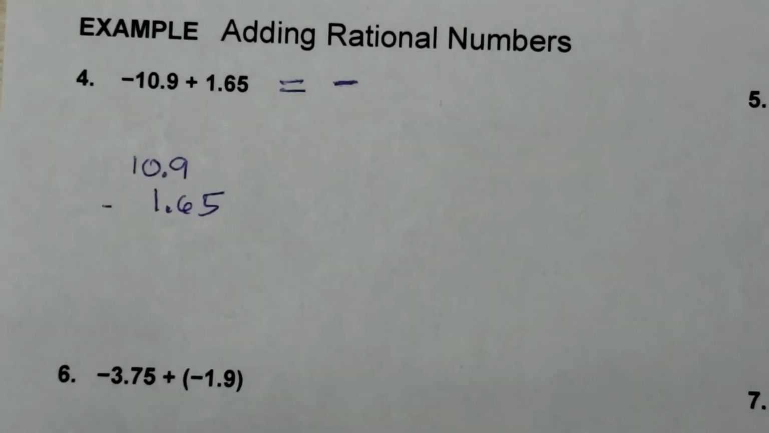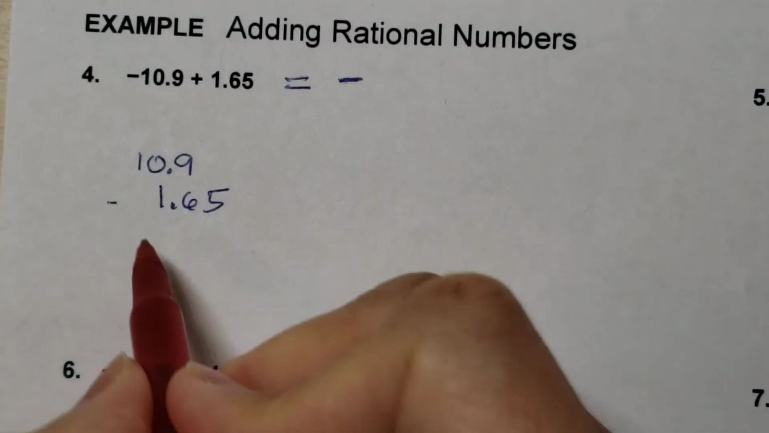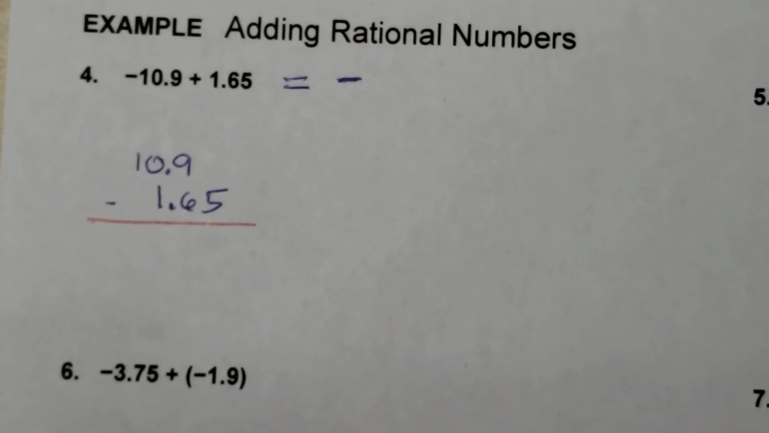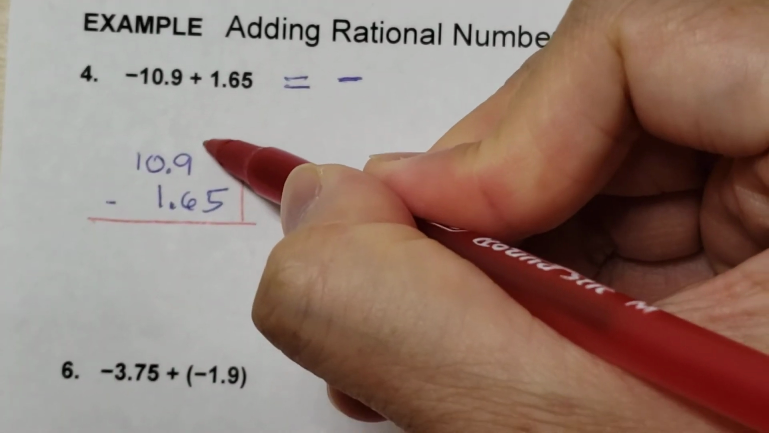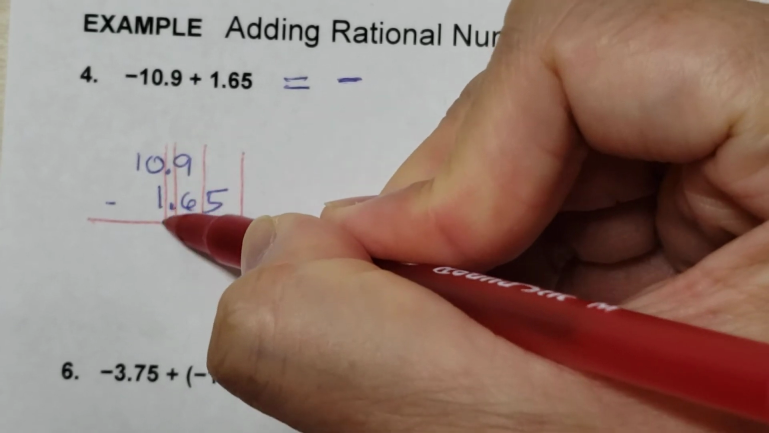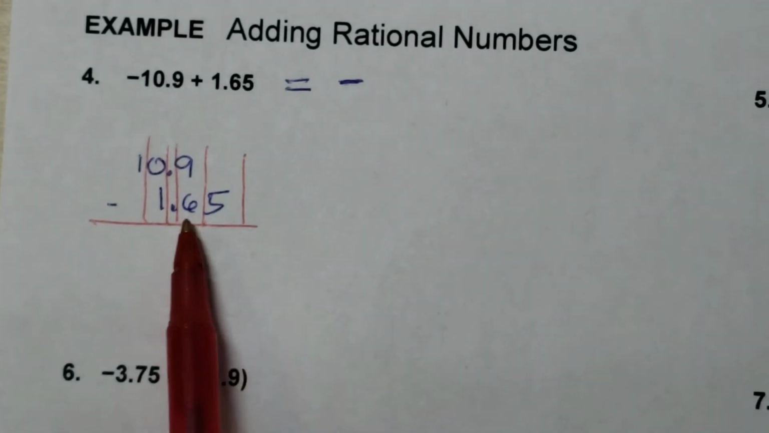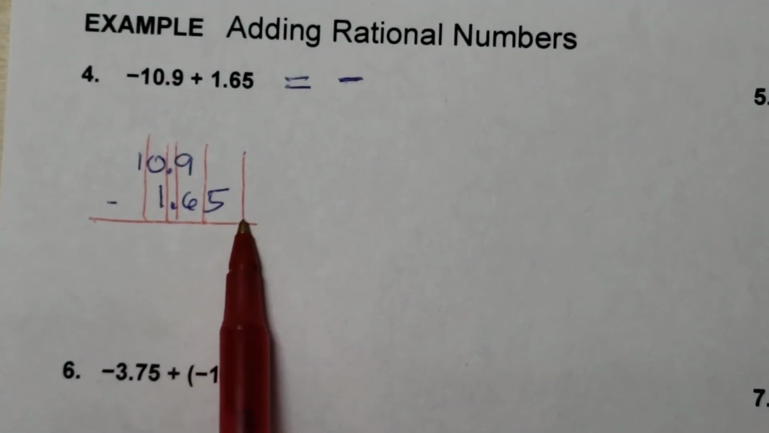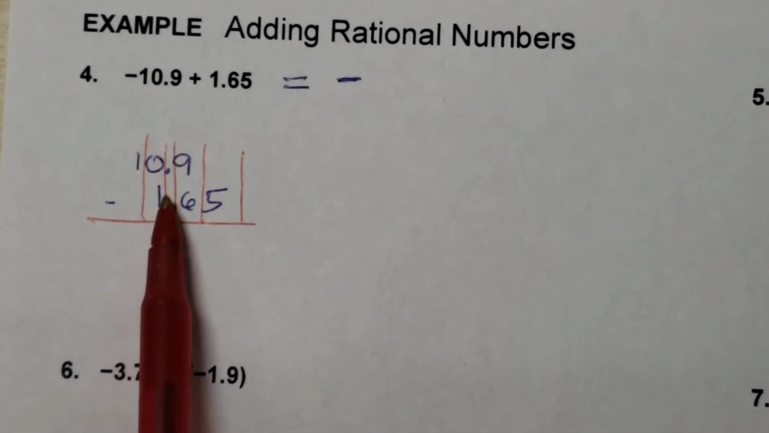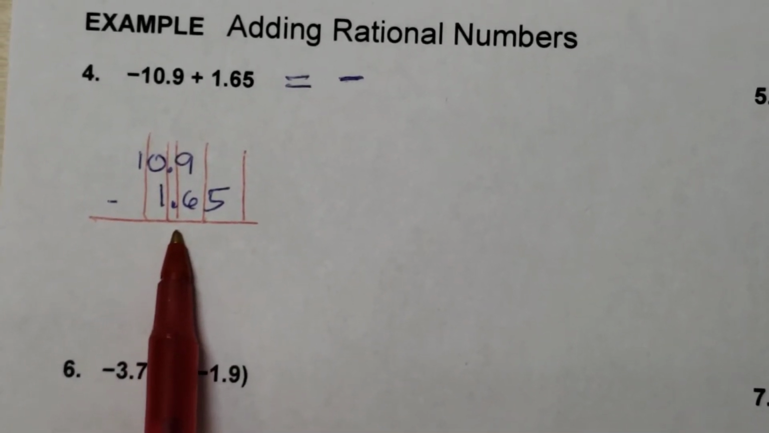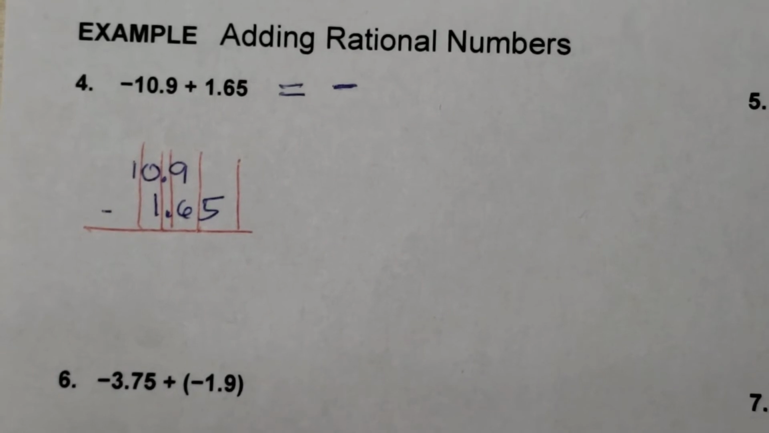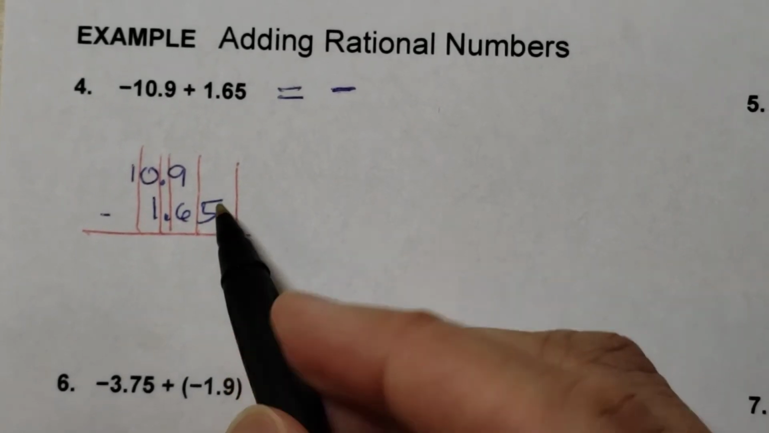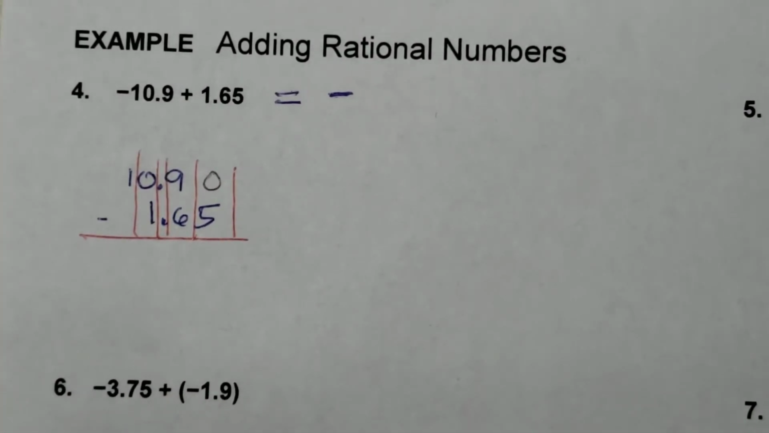So let's subtract. So the bigger magnitude first, 10.9 minus 1.65. Now, one thing to remember again when you're doing this is to line up your decimal place value, okay? So if I were to draw lines like this, so my tens are lined up, my hundreds are lined up, my ones are lined up, my decimal points are lined up. Make sure they're all lined up. Now, you can write a 0 on top of 5 as a placeholder so you won't get confused.